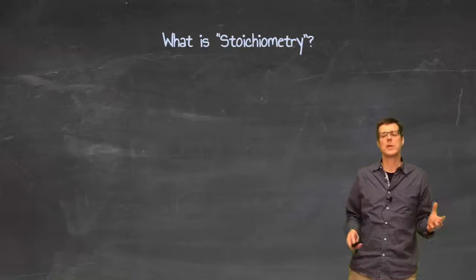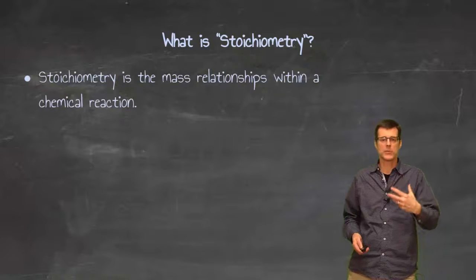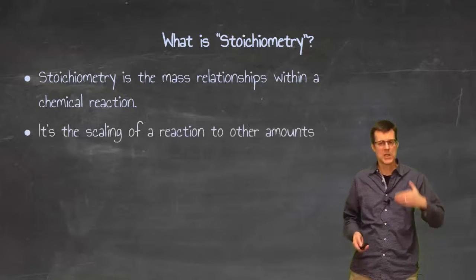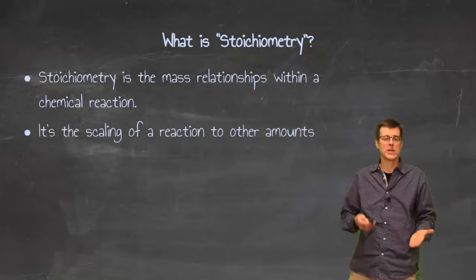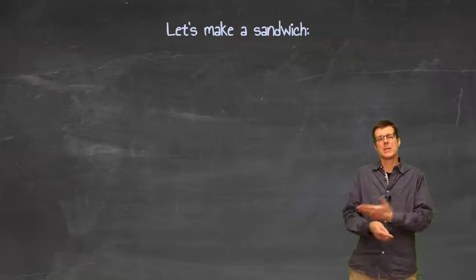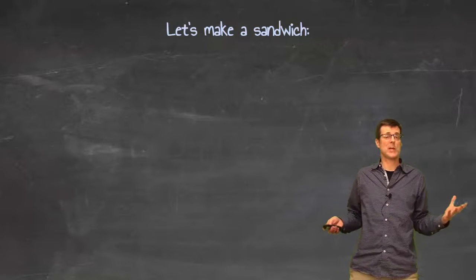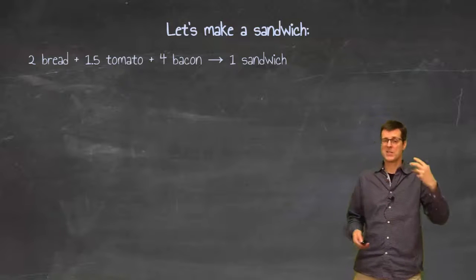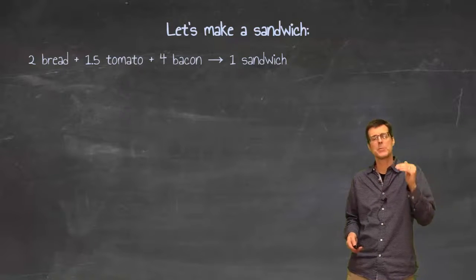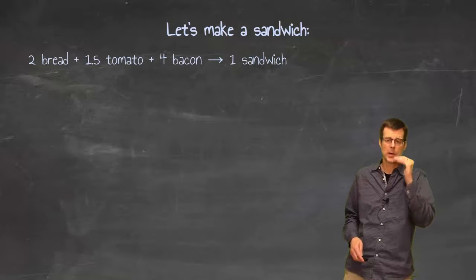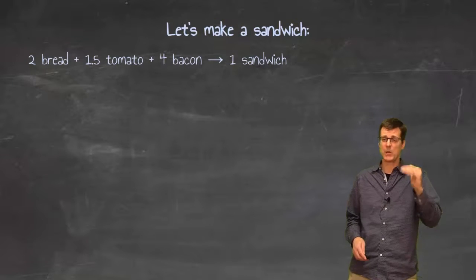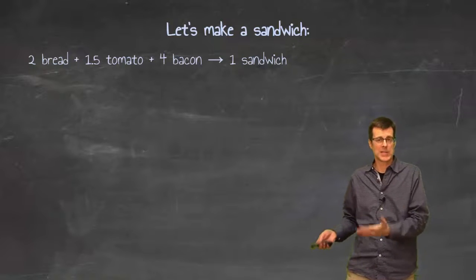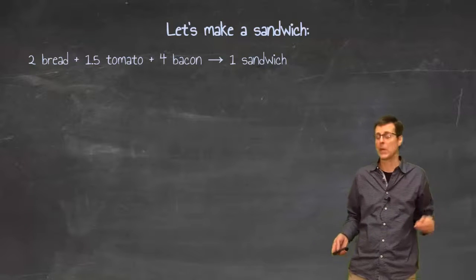Okay, what is stoichiometry? In simplest form, stoichiometry is the mass relationships within a chemical reaction, which probably doesn't make a whole lot of sense, but we can also think of it as a scaling of a reaction. Now, instead of working with reactions right away, let's think about sandwiches, because, yeah, why not? If I take a sandwich, my recipe is 2 pieces of bread, 1.5 tomatoes, that's a lot of tomato, 4 pieces of bacon, then that makes my sandwich. And I can write it as a chemical reaction, and I can write it as a recipe.